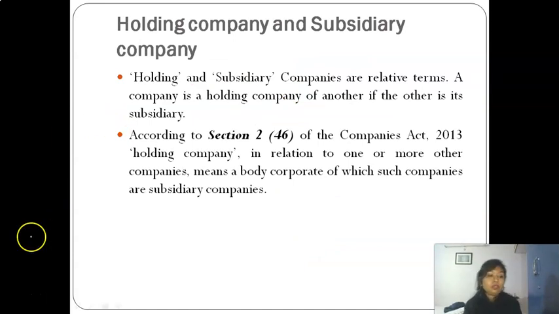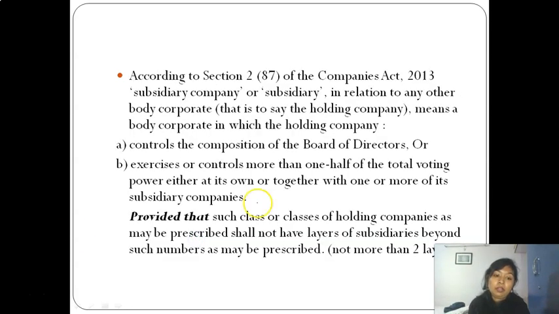Now, the most important thing that has come is holding company and subsidiary company. So, to understand it better, first of all I want to tell you about the subsidiary company, and then we'll be talking about the holding company. So, what is a subsidiary company? Section 2, clause 87 defines subsidiary company.